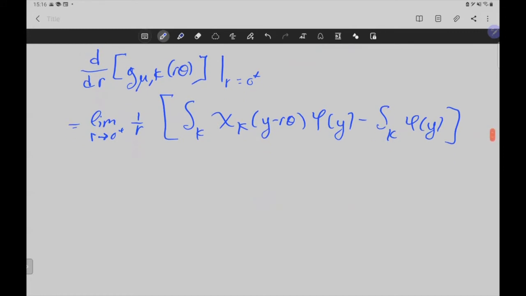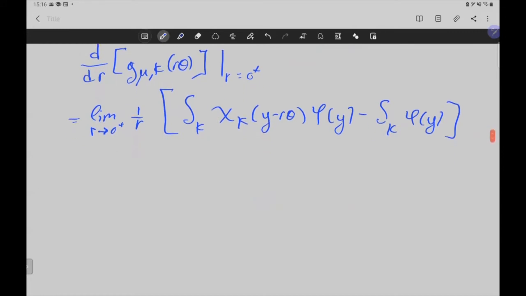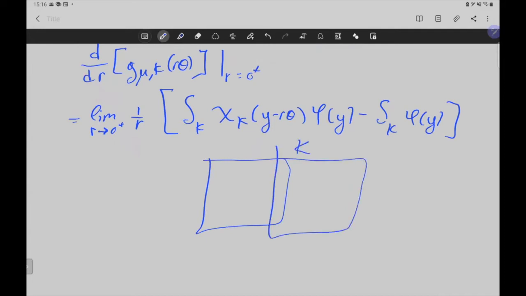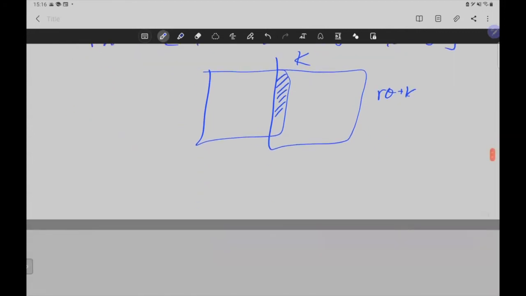And so what's the idea? You're exactly measuring if this is K, and this is unfortunately drawn, r theta plus K. We're trying to measure this guy, right? And we're trying to send things to zero. So what exactly are we doing?